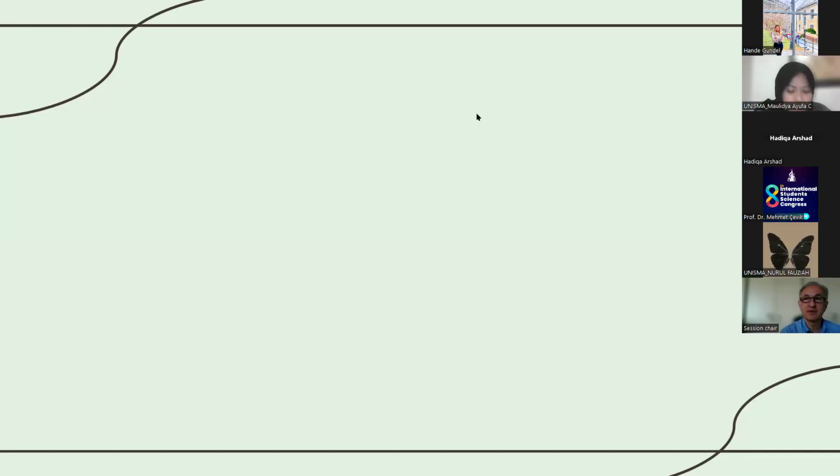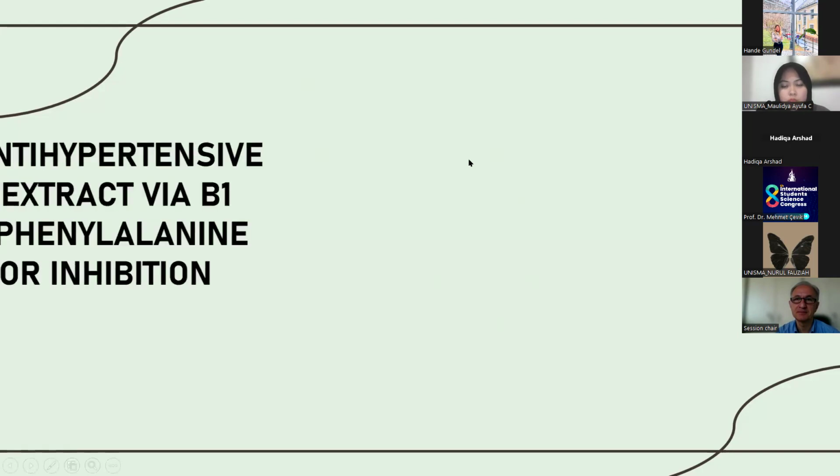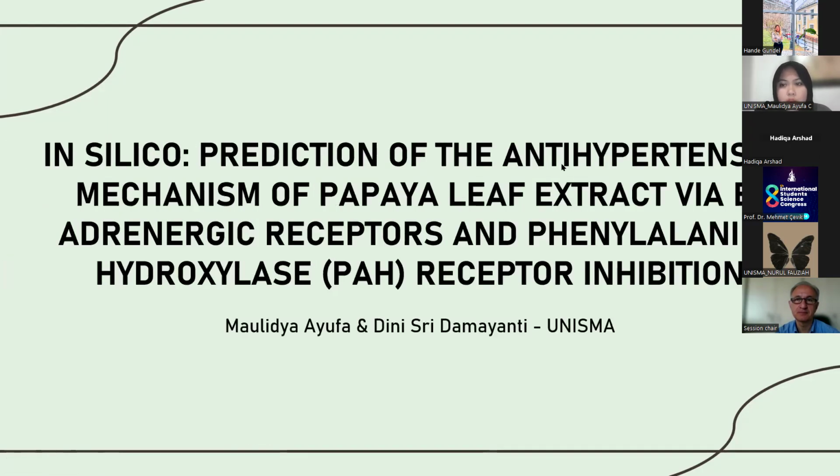Yes, sir. Hello, everyone. Before we begin, let me introduce myself briefly. I am Maulidia from UNISMA, which stands for University of Islam Malang. Today, I'm going to be presenting my findings in silico research about predictions of the anti-hypertensive mechanism of papaya leaf extract via beta-1 adrenergic receptors and phenylalanine hydroxylase receptor inhibition.